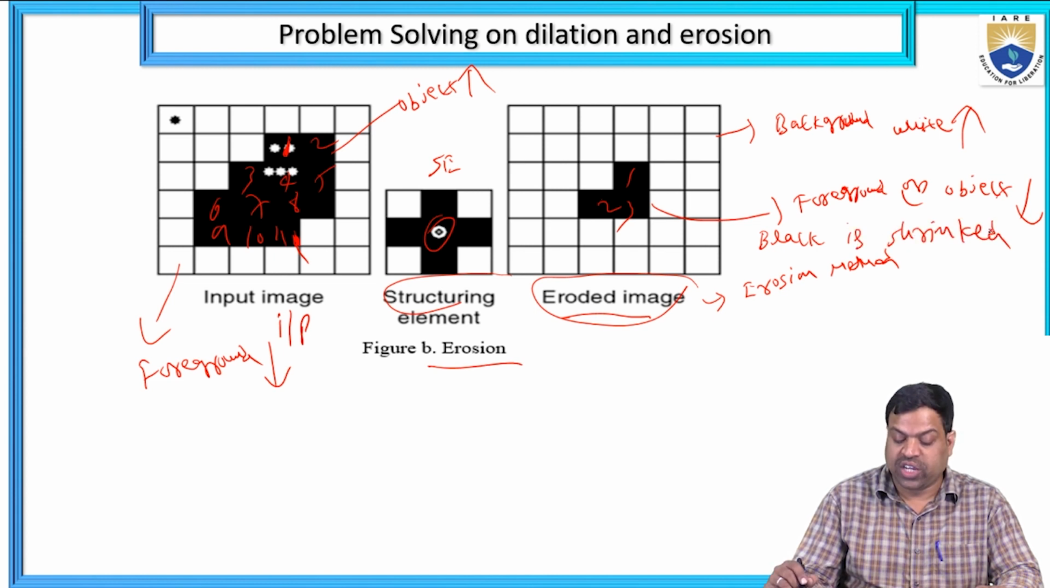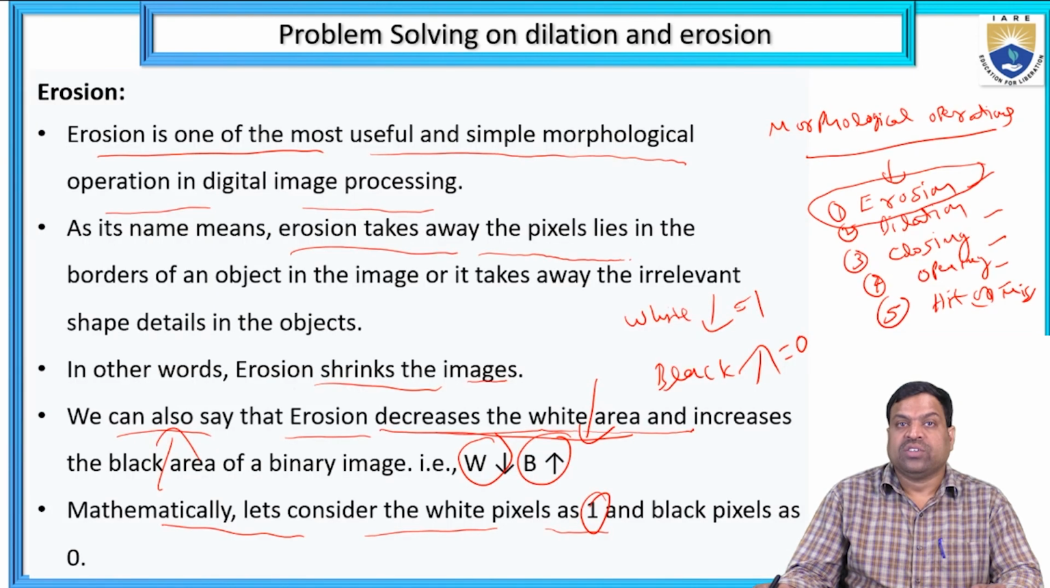Black is shrunk. White is improved here. White is improved and black is shrunk. So erosion is one of the most useful and simple morphological operations in digital image processing.